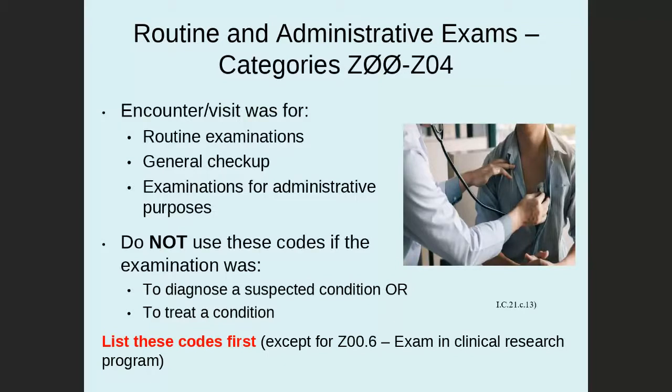You'll see down here, there's an exception. Z00.6, exam and clinical research program. This is for normal comparison and control for a clinical research program. So that is listed first. That's the reason the patient was there. Remember, these are not used if there's a suspected condition or to treat a condition. It's just a routine exam that's part of monitoring a patient's health over the long term.